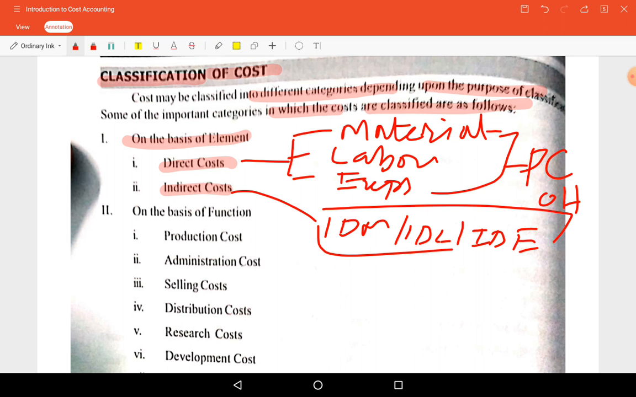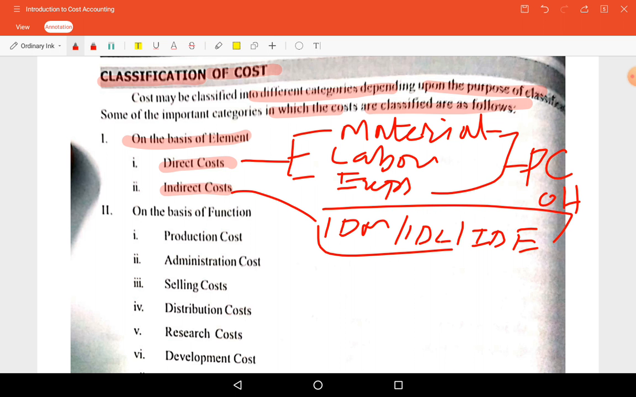So what is direct cost? Costs which are directly related with the production of goods or providing services, or which are directly attributable to a product or article or thing, are called direct cost. And indirect costs are those costs which are not directly attributable or accounted for a product directly.